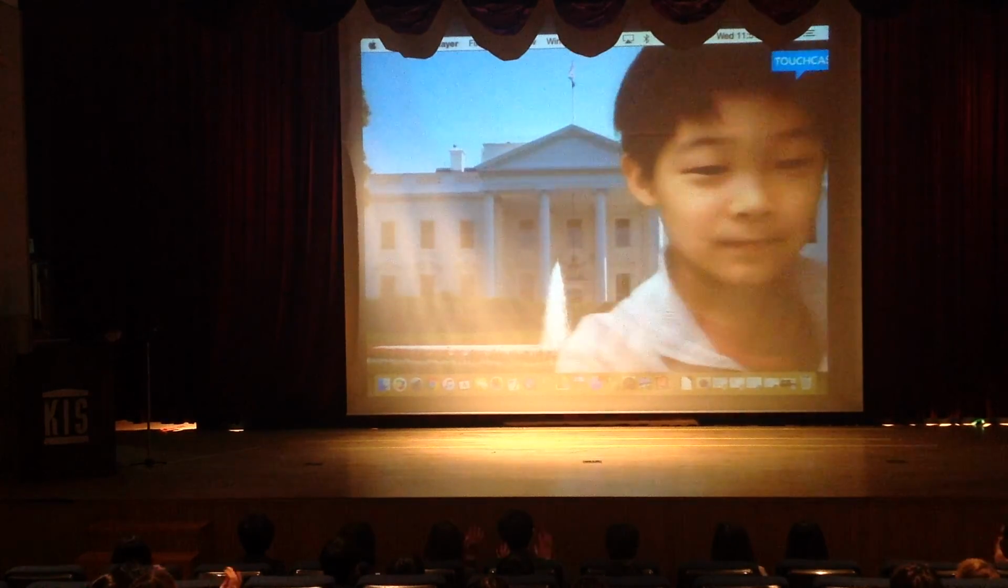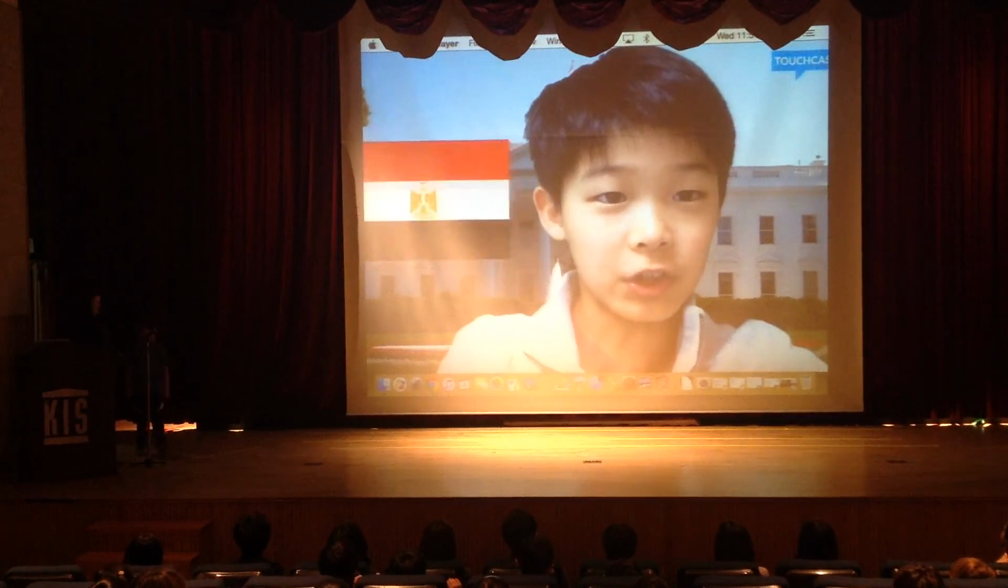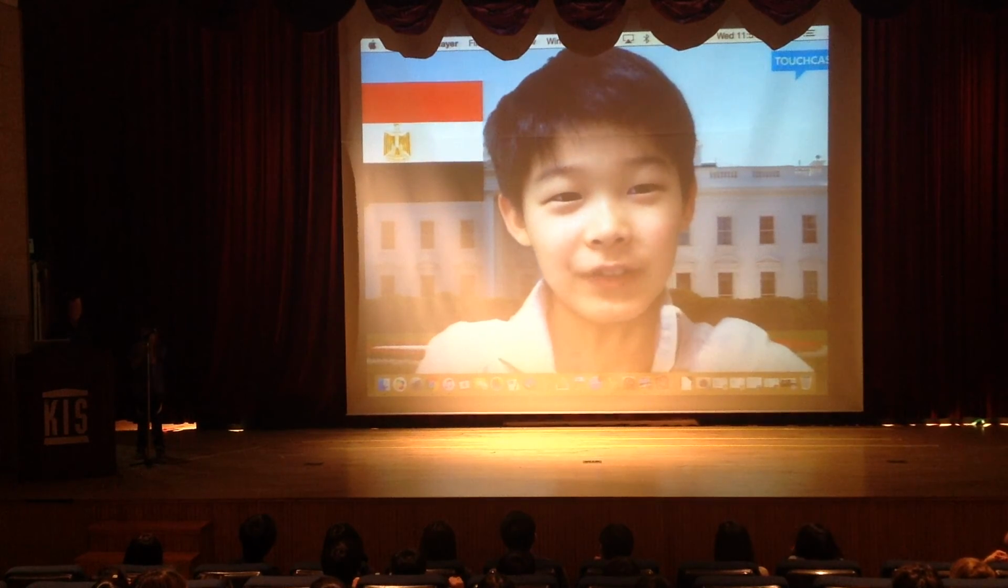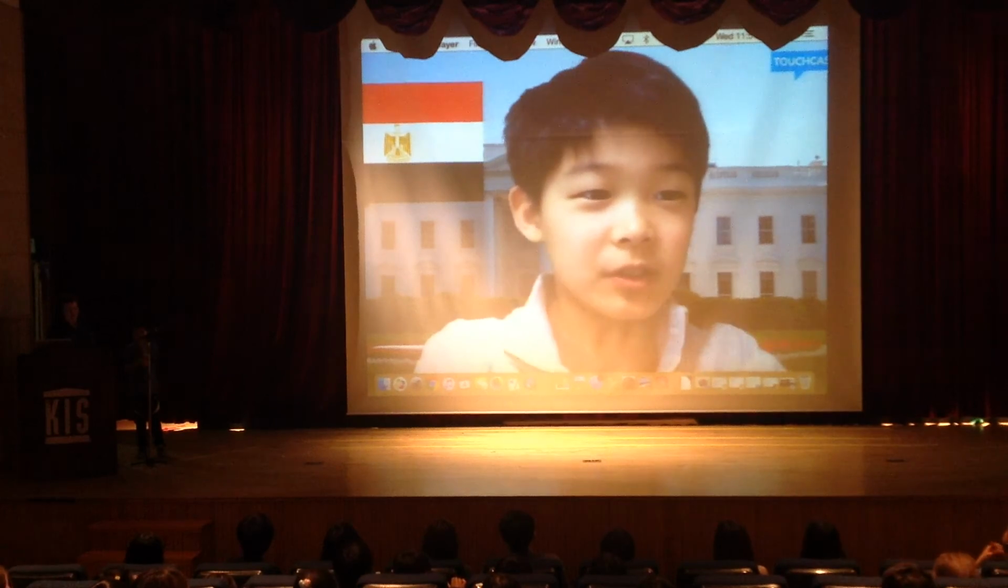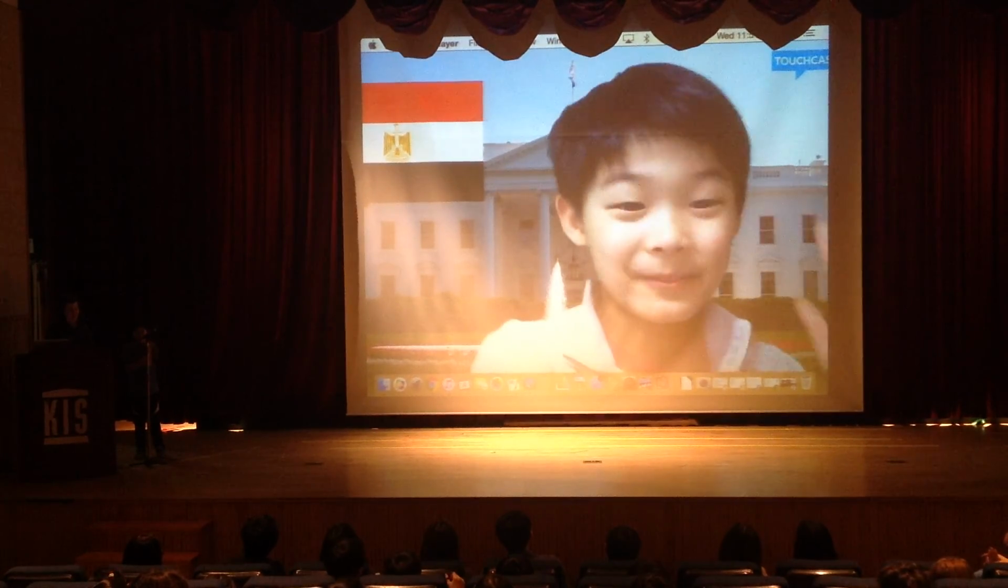Also, if you were wondering, this is the Egypt flag here. It is red, white, and black. And it also has a bird in the middle of it. So I hope you like my social studies project, and goodbye.